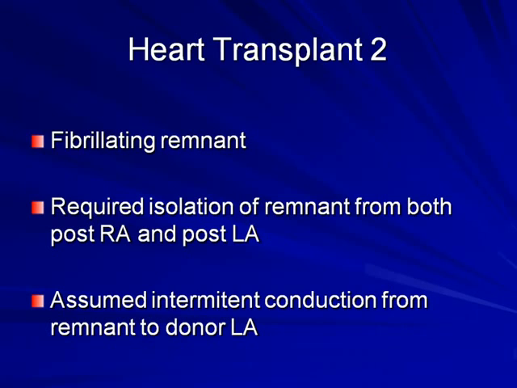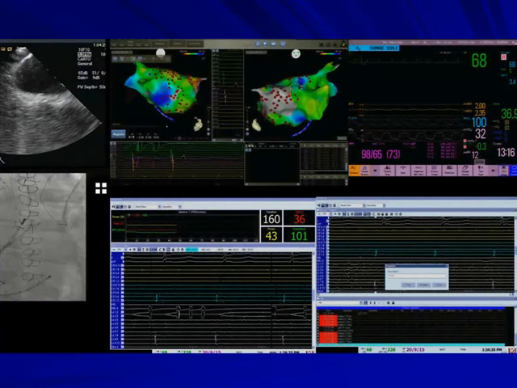The trouble is, this patient had clear documentation of clinically significant AFib that was manifest technically from the donor heart. When he was taken to the lab, the remnant was definitely fibrillating. We actually could not prove that there was any electrical connection between the remnant and the donor heart. And we made the decision that there was an assumption that there probably was intermittent conduction that simply couldn't be manifest at the time of the procedure. And so we embarked on ablation of the remnant heart to eliminate this case.